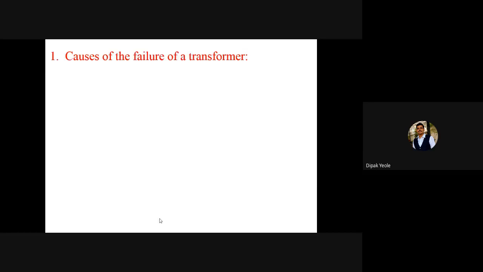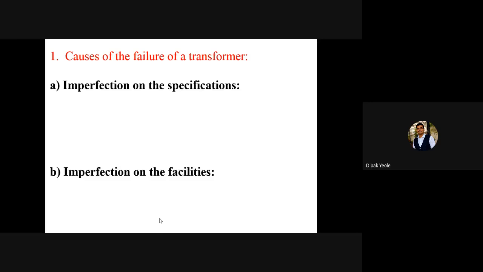Now we are interested in the first part, which is very simple. We are interested in the causes of failure of a transformer. There are n number of causes, because of which the transformer can fail. So the first cause is imperfection in the specification. This is the first cause of the failure of a transformer. The second cause is imperfection in the facilities.